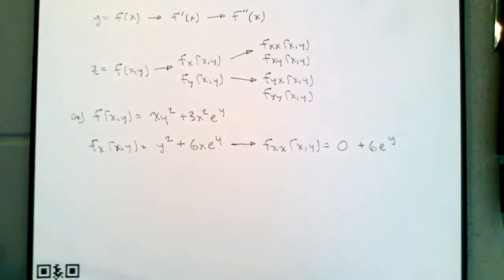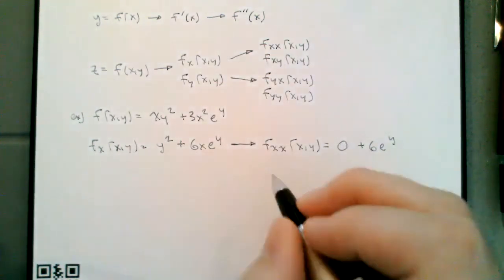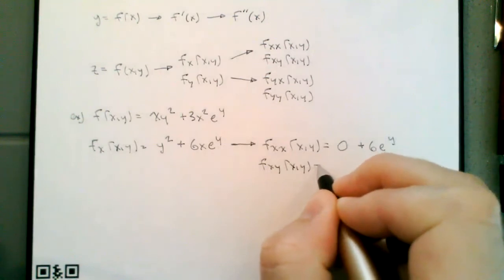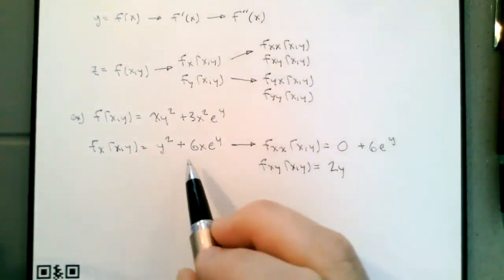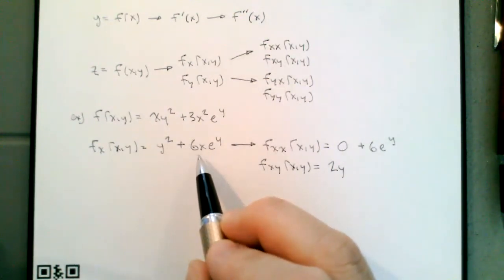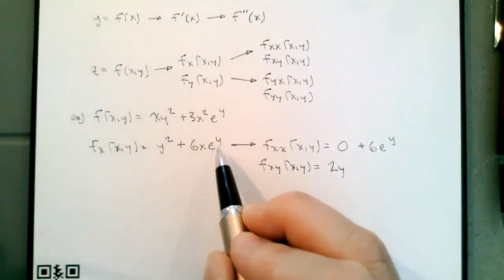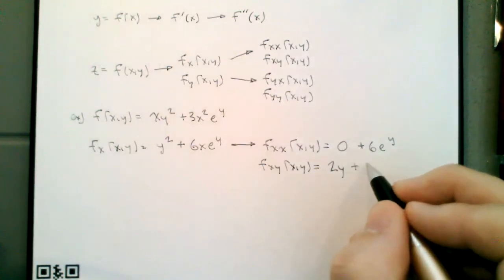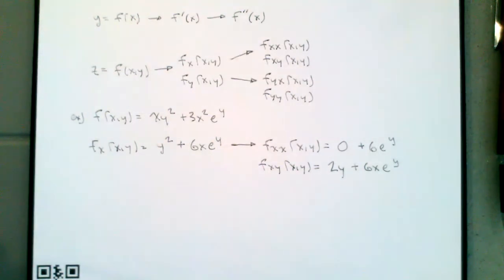I also have to look at fxy. So look at the first derivative fx, and take the derivative with respect to y. So fxy at xy. The derivative of y squared is 2y. Y is the variable now. 6x is now a constant factor. So I take the derivative of e to the y. Derivative of e to the y is e to the y. 6x is a constant factor. So there's our fxy.